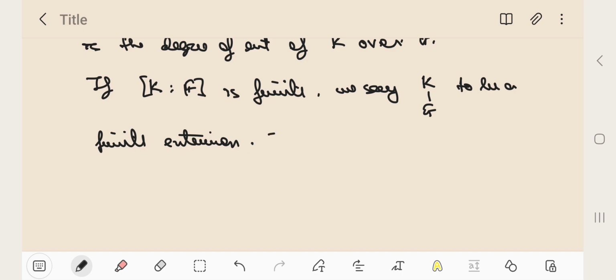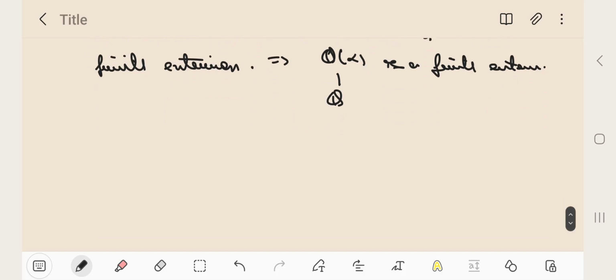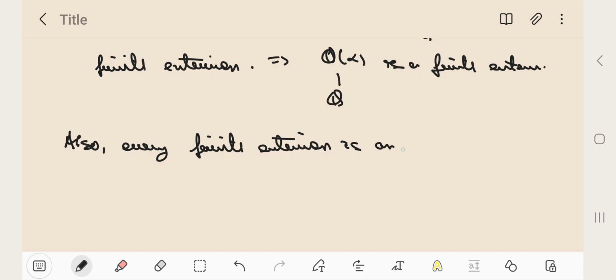So now we can see this, which implies that this extension Q(alpha) over Q is a finite extension, because the degree of extension of Q(alpha) over Q is equal to the degree of the minimal polynomial of alpha over Q, which surely has a finite degree, right? Therefore, it's a finite extension. Okay. And the point to observe here is that also every finite extension is an algebraic extension.